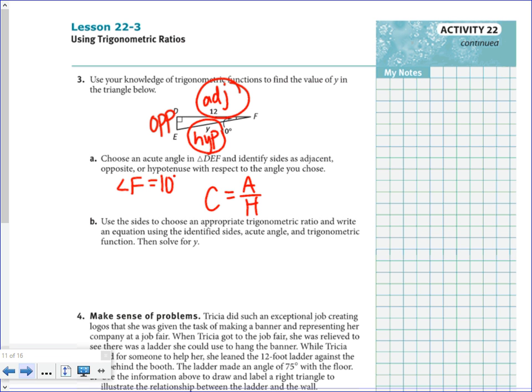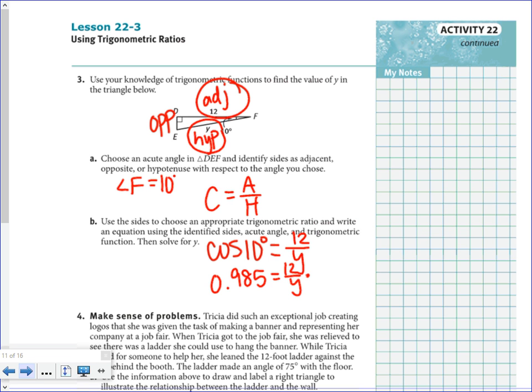It is adjacent over hypotenuse. So I'm going to say cosine of 10 degrees equals adjacent is 12 over hypotenuse of y. So then you want to use your calculator. What is the cosine of 10? So we have 0.985 equals 12 over y.